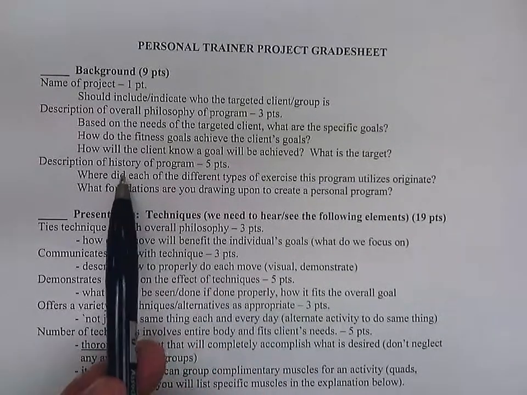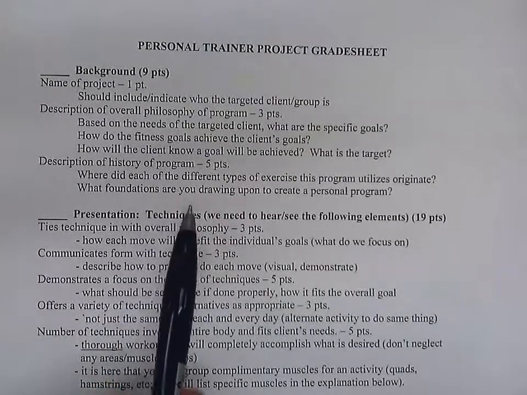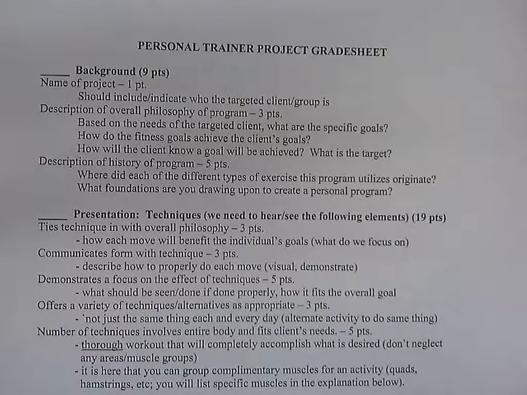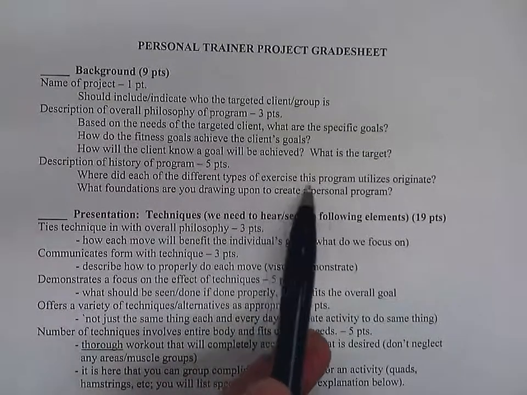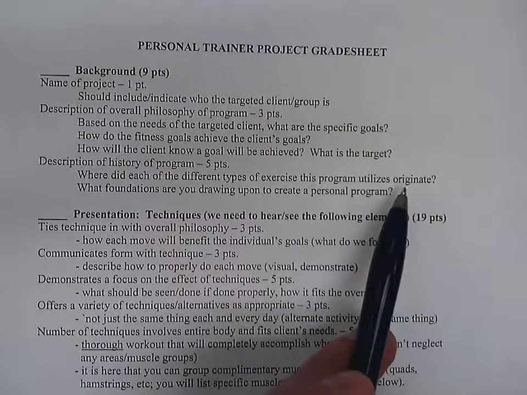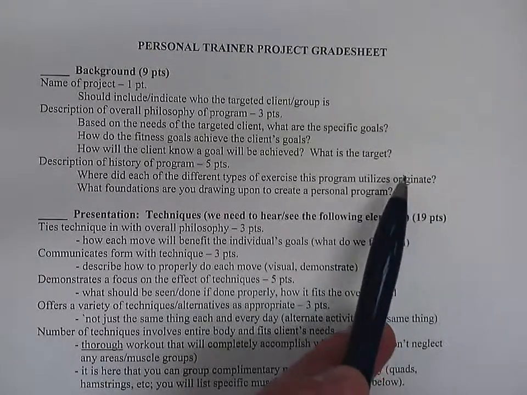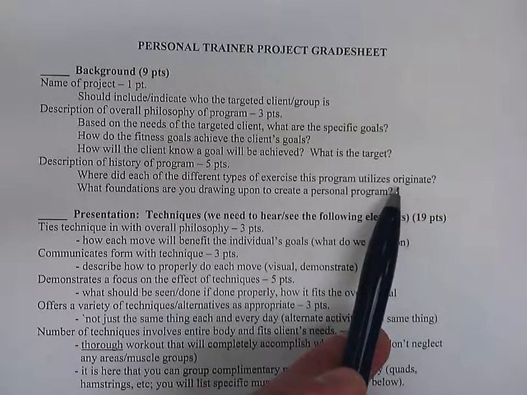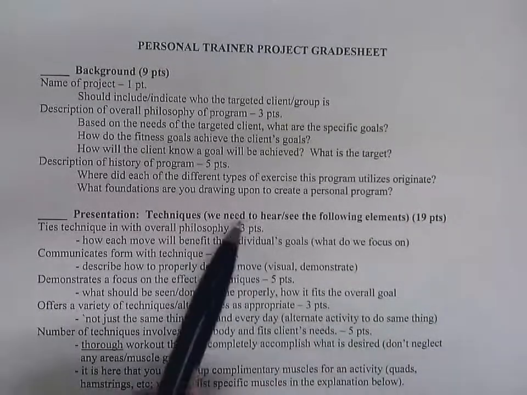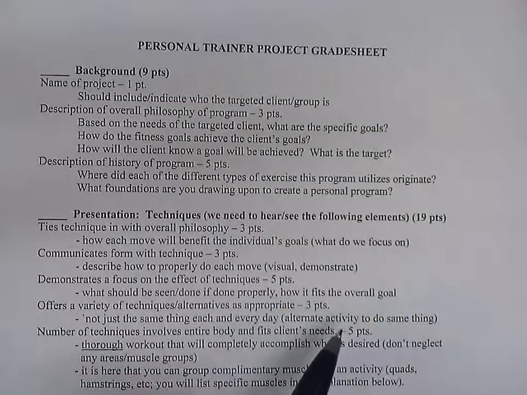Now, when we get to the history of the program, people always struggle with this one at first because you're pulling from aerobics, you're pulling from weightlifting, you're pulling from even things like Pilates or other programs that are out there. I want to know, where did those types of things that you're pulling from originate? People did not always lift weights just recreationally to get fit, for example. People didn't always run for aerobic exercise, for example. Where did those things come from, and how are those foundations that we're drawing upon to create your own program?